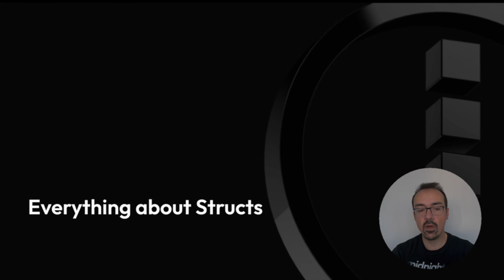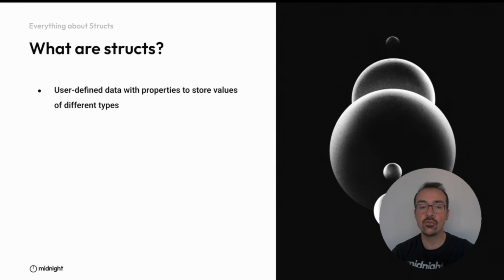So let's talk about structs. Structs are a very important kind of data in Compact that you can use to manipulate data that the users are going to send to your contract. So what are structs? Structs are user-defined data with properties to store values of different types. So you're going to have different properties in a struct, and each property can have a different type, and in general all those properties are linked together by some logic.